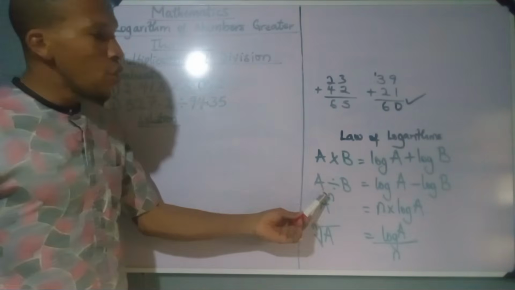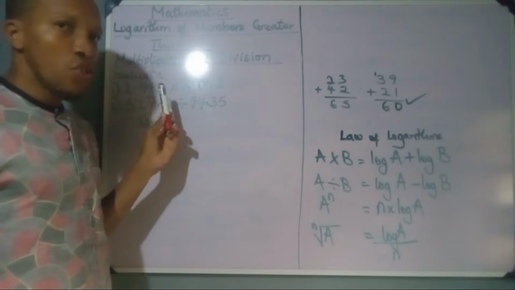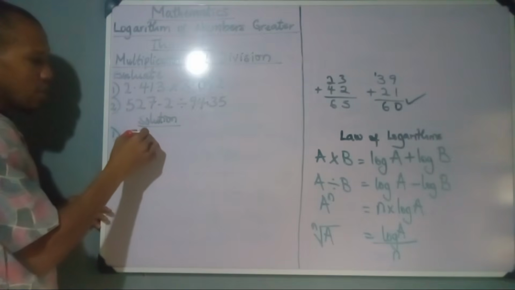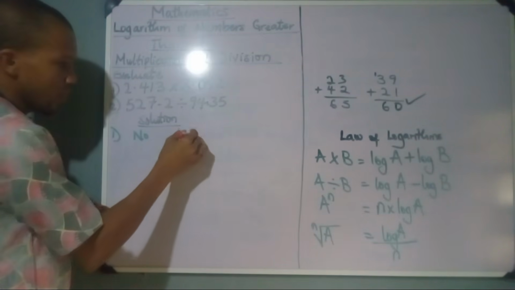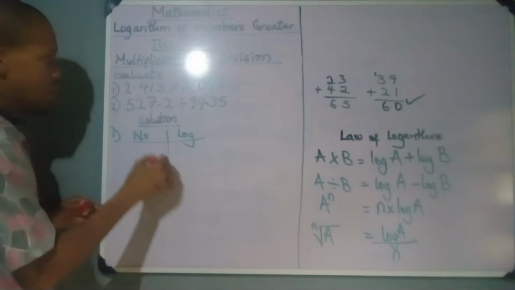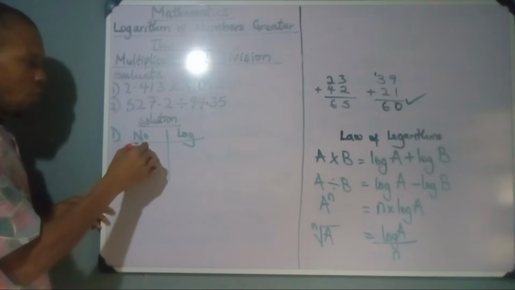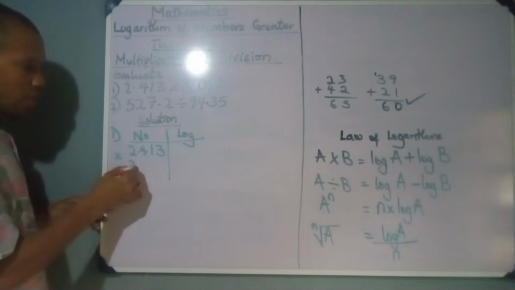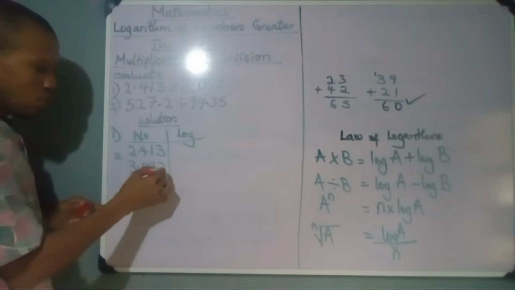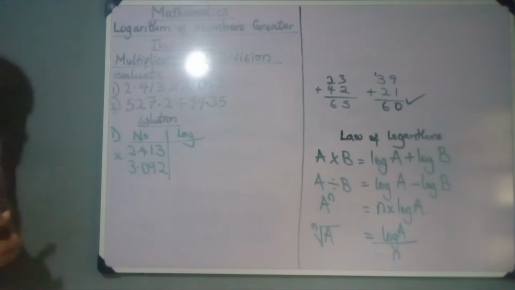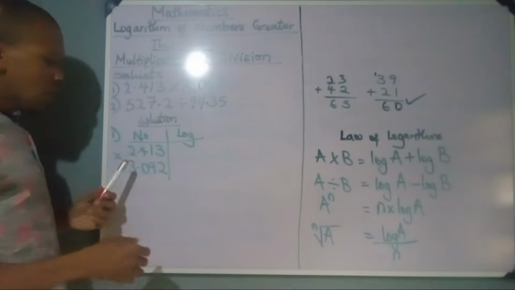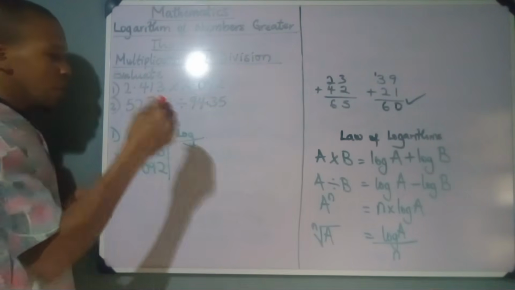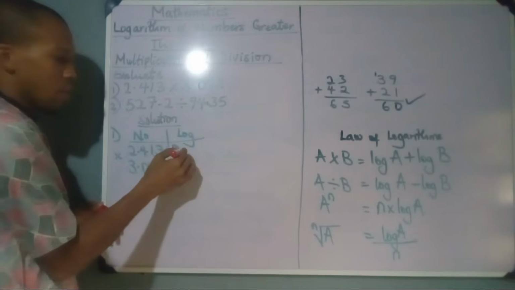So these first two laws, we are going to apply them here to solve problems in logarithms. For number one, let's say these are the numbers and these are the logs. The number here is 2.413 times the second number 3.092. First, we need to obtain their logs. Since 2.413, the decimal is already where it should be, no need to move the decimal any further. The characteristic will be 0. That's the power of 10 will be 0.